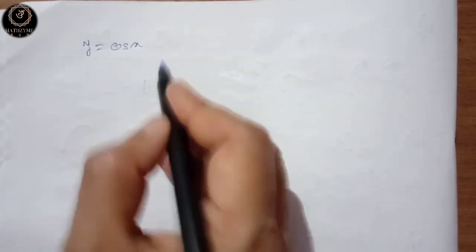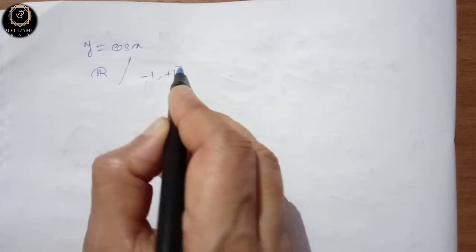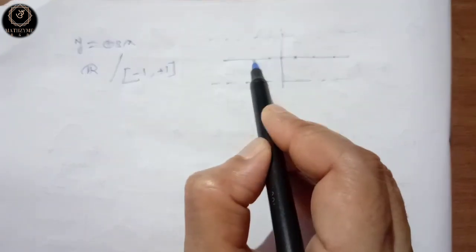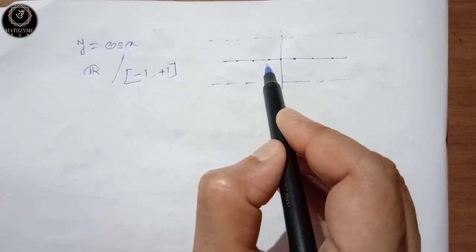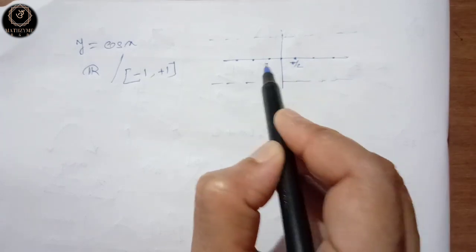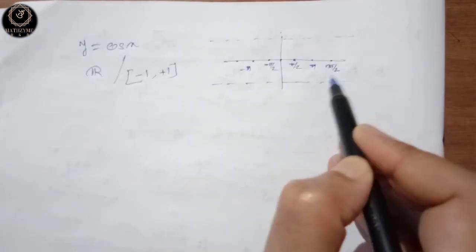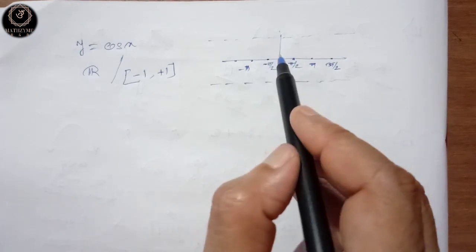Now we are going to discuss the function y equals cos x. Here the domain is R and the range is minus 1 to plus 1 as well. The graph is always a wave graph, like the sine graph, but here there is a slight difference. This is 0. This point is pi by 2, this is pi, this is 3 pi by 2, and so on. This is negative pi by 2, negative pi, negative 3 pi. So the graph is like this.